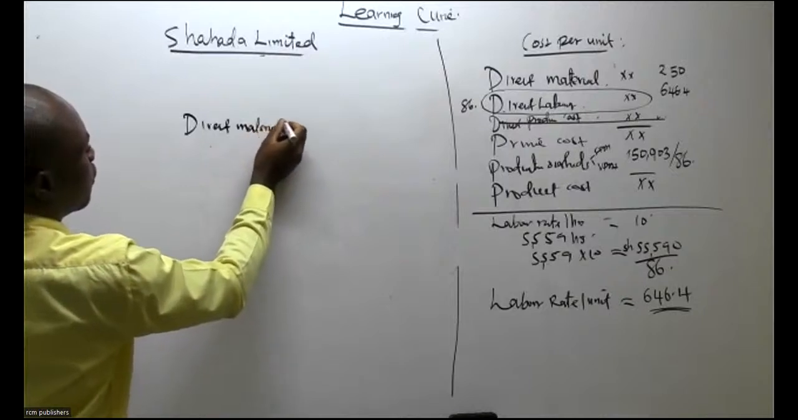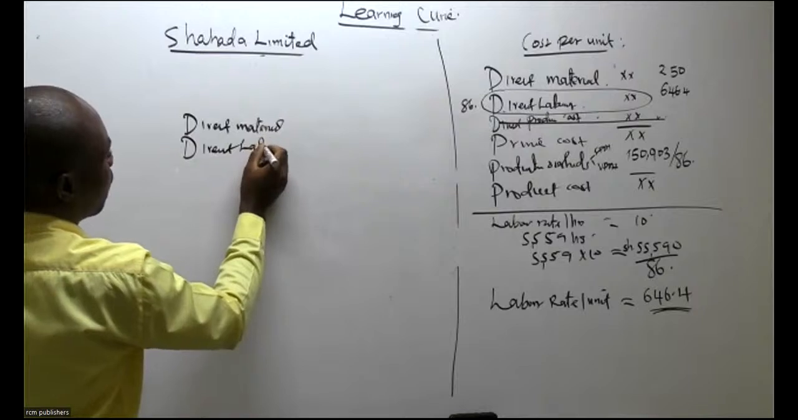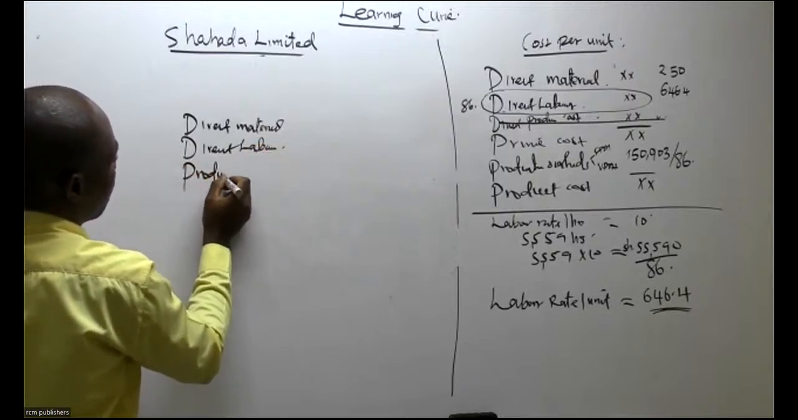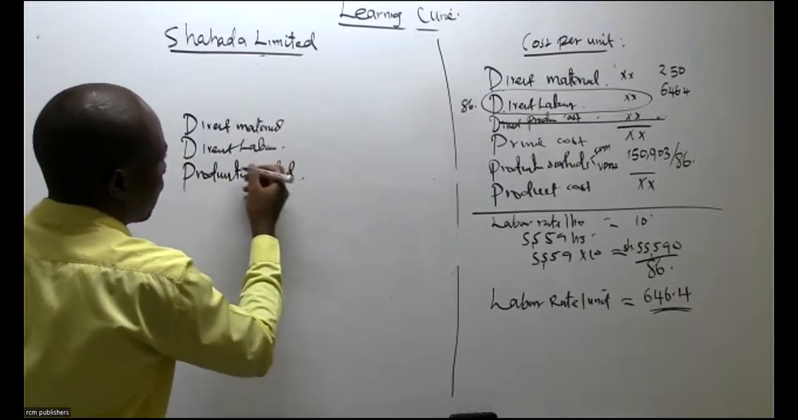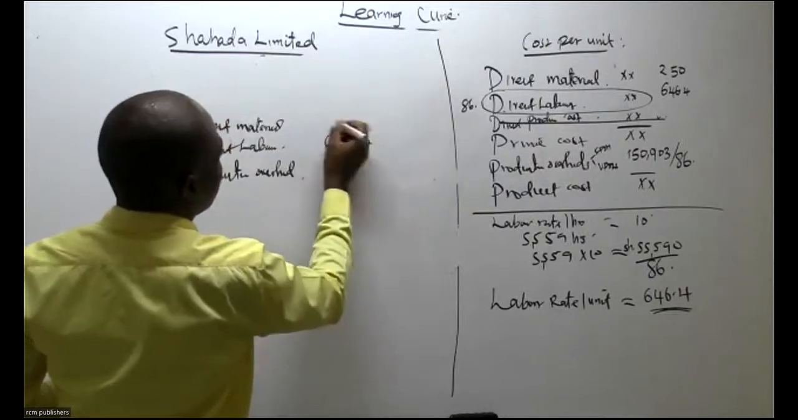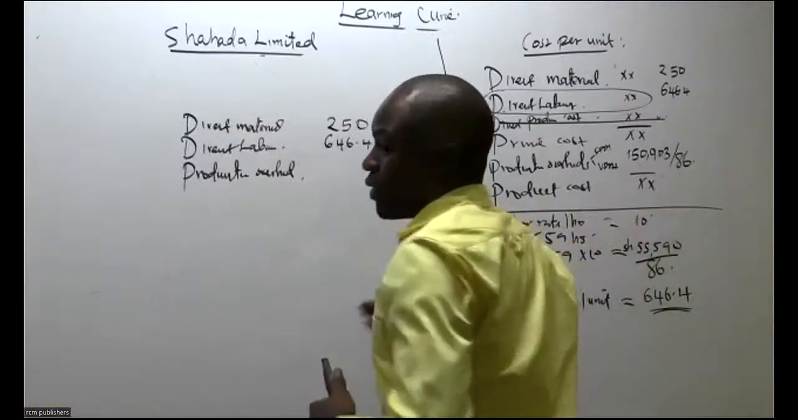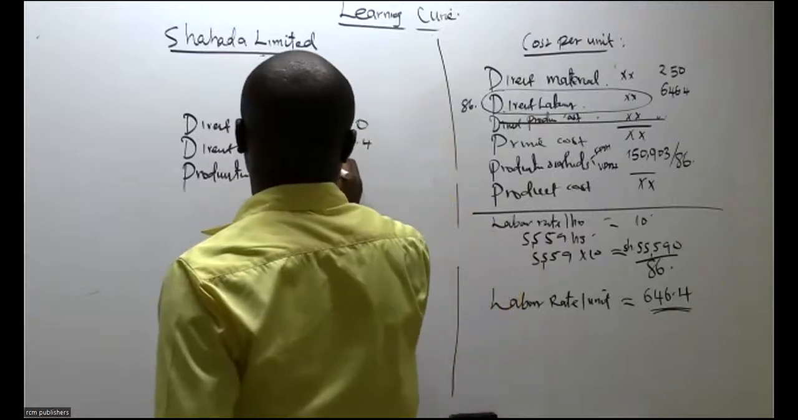Direct material, direct labor, then production overheads. So direct labor have been given 646.4. This one you are given 250 per unit. And this other one you are now giving me 1754.7.